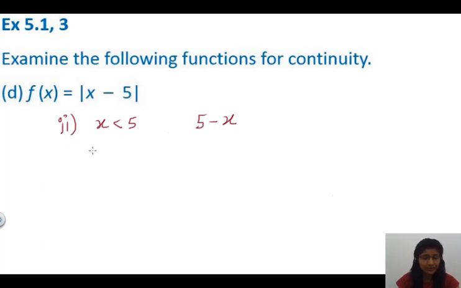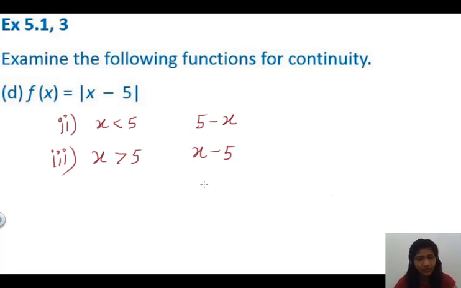So for less than 5, there are so many numbers, right? So we can just take any number c which is less than 5. Also we see less than 5, the LHL and RHL will have the same value as 5 minus x, and we can also say that this is a polynomial function, hence this will be continuous. We can directly write that it is a polynomial function and it is continuous. Similarly, for the third case, x greater than 5, the function is x minus 5 there. It is also a polynomial function and it will be continuous, because at every value of x it is defined.